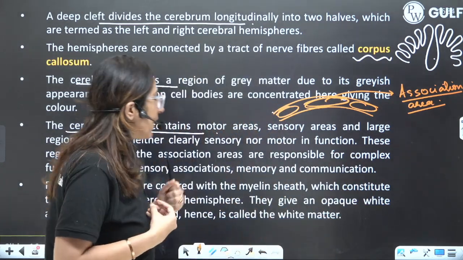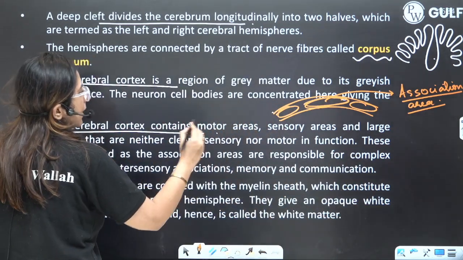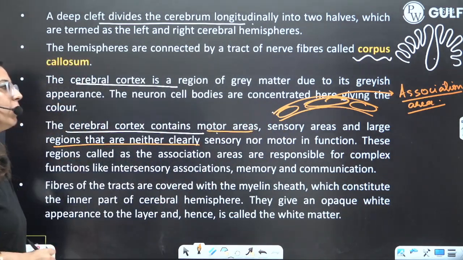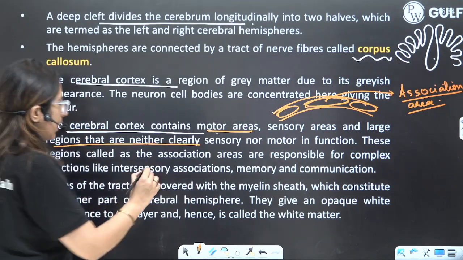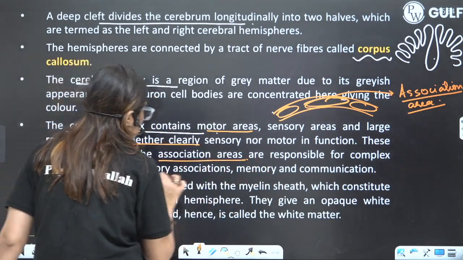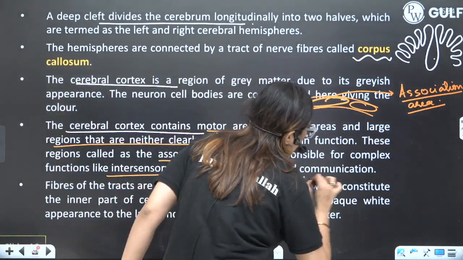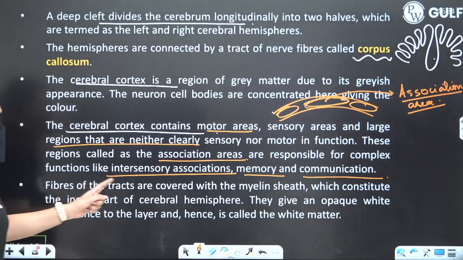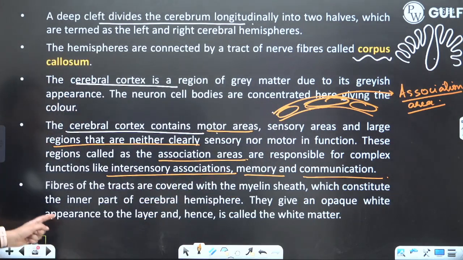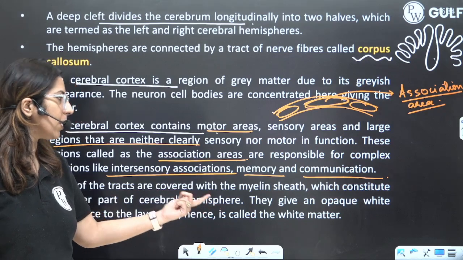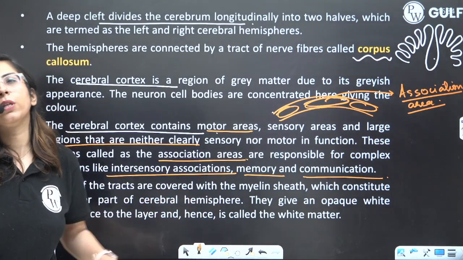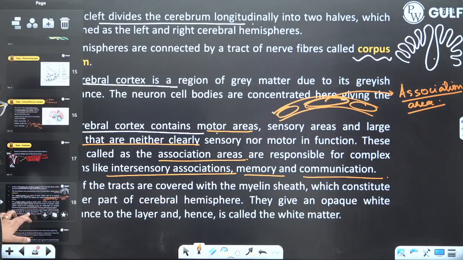So various areas are present. The cortex contains motor areas, sensory areas, and a large region that is neither clearly sensory nor motor. These are termed association areas, responsible for intersensory functions, memory and communication. Direct line, guys, NCERT. Now, the fibers of the tracts are covered with myelin sheath, which constitute the inner part of the cerebral hemisphere. They give an opaque white appearance. Why? Because of the myelin sheath. So they are termed white matter.